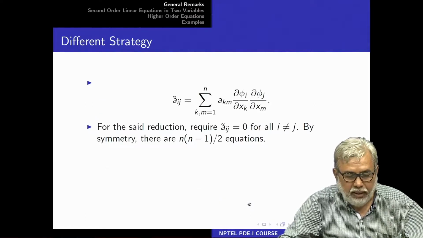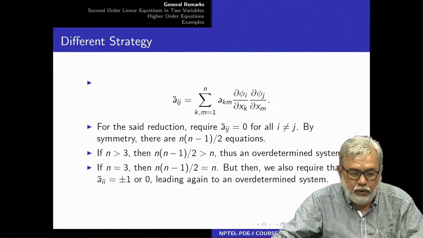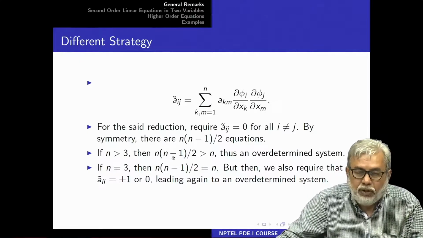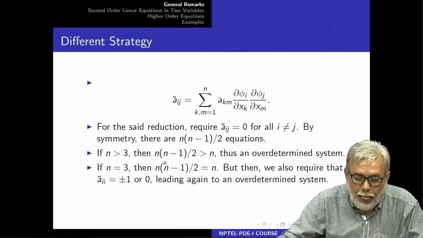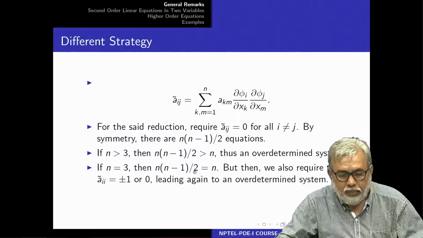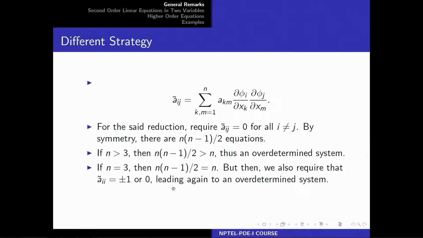Okay. So, that is not possible. So, what about n equal to 3? For n equal to 3, the number of unknowns and the number of equations are the same. So, there is some hope, but then we also want the diagonal terms, namely a_i tilde, to be plus or minus 1 or 0, because that is what we did in the constant coefficients, that is the canonical form.